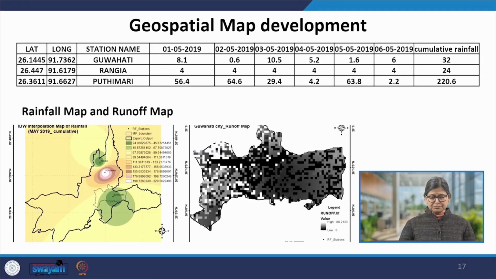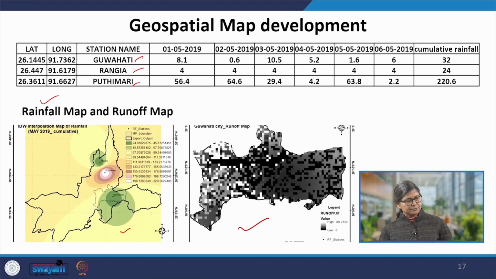Then the rainfall data was collected, and a rainfall map and runoff map were created. This is the runoff map and this is the rainfall map. And there are 3 stations. This IDW interpolation was done based on the data collected from these 3 stations.